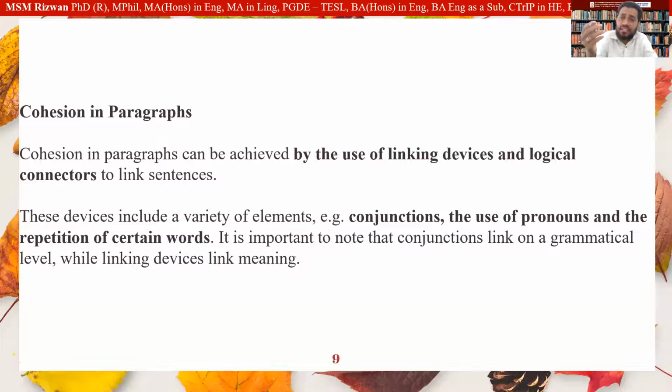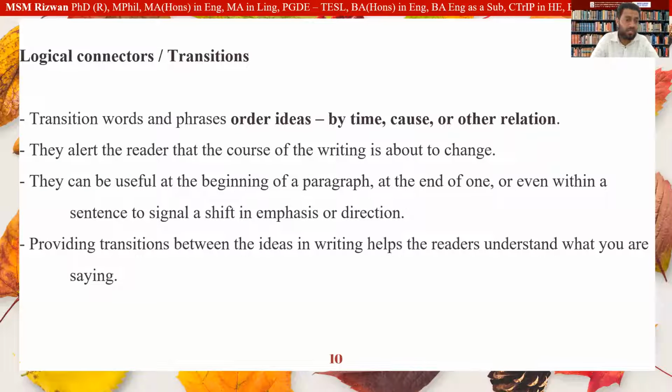These devices can be conjunctions, the use of pronouns, repetition of certain words. They can function as linking devices or logical connectors, right? So it is important to know that conjunctions link on a grammatical level. Conjunctions link ideas or sentences together on a grammatical level, while linking devices link meaning. Linking devices link the meaning of the ideas expressed throughout the text. Understand? So you have to focus your intensive attention on it.